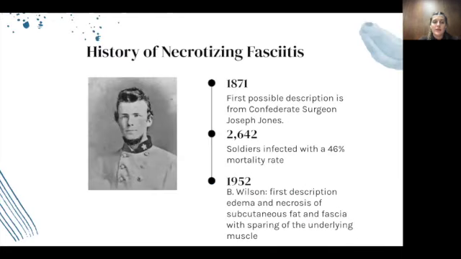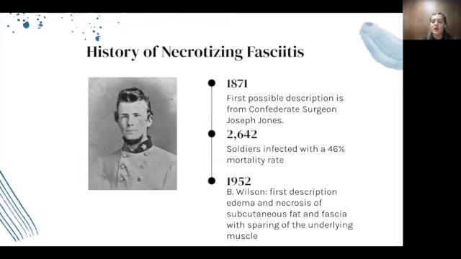So a little bit on the history of necrotizing fasciitis. The first possible description that we have of what we think might be necrotizing fasciitis is from a Confederate surgeon named Joseph Jones. That's a picture of him right there. And that was in 1871 during the Civil War. He had 2,642 soldiers that were infected and they had a mortality rate of 46%.